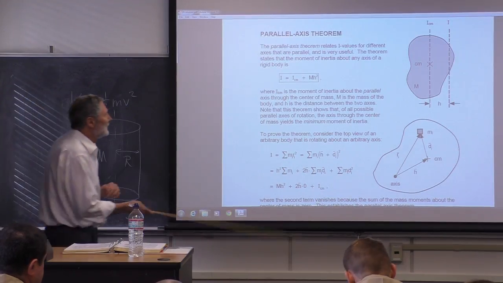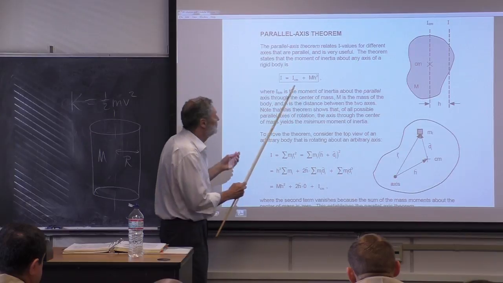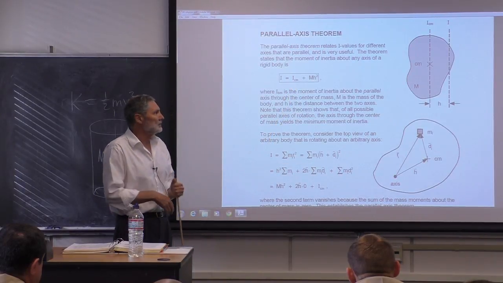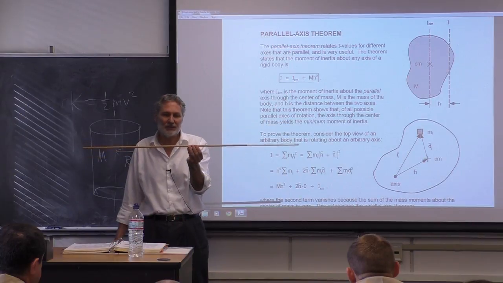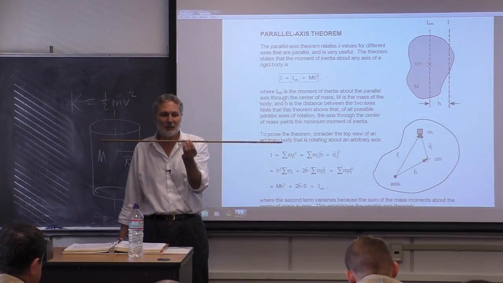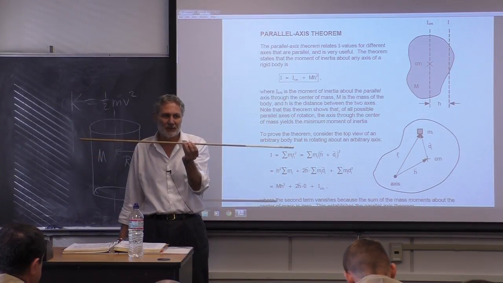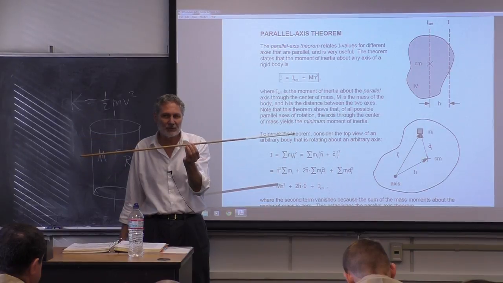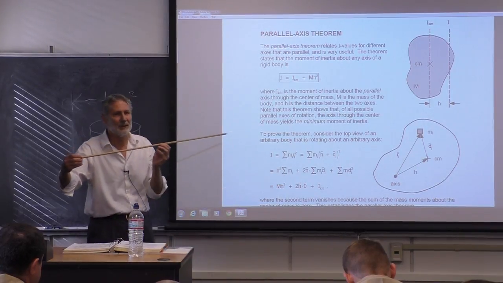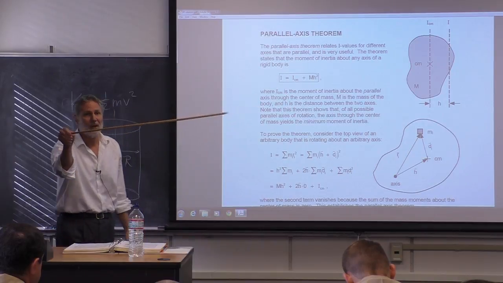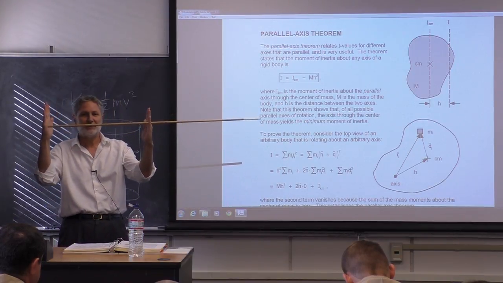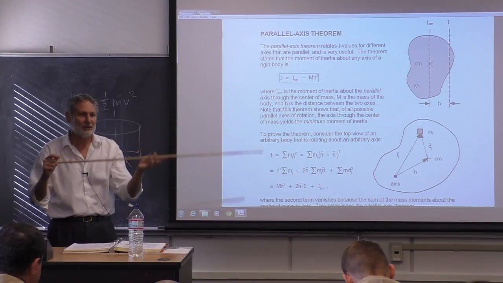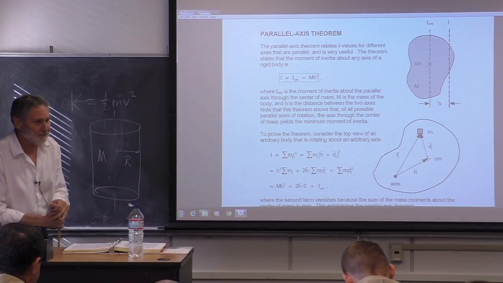I want to point something out first, though. This is useful because the first thing we're going to apply this to is the rod. We calculated the moment of inertia about the center, right? It's 1/12 the mass times the square of the length. What's the moment of inertia about the end? That'll come up in a lot of problems. Well, if we know the moment of inertia here, we can get the moment of inertia about this parallel axis over here, right? So it's useful for that reason.